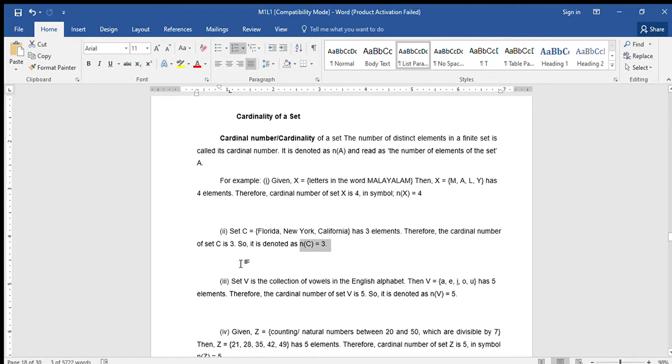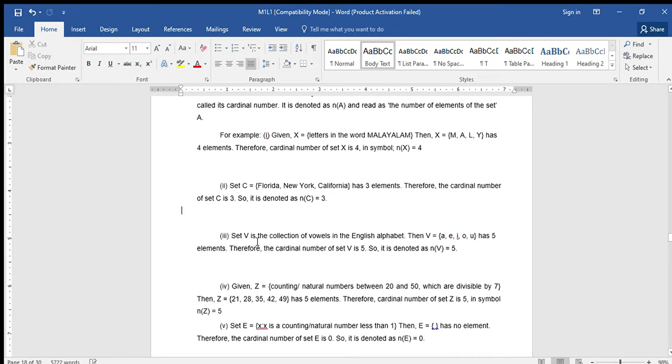Now, for number 3. Okay, set V is the collection of vowels in the English alphabet. So here are the vowels, and this we call this as set V, and that is equal to A, E, I, O, U. So there are 5 elements, and then the cardinal number of set V is equal to 5. So we have here n of V is equal to 5.